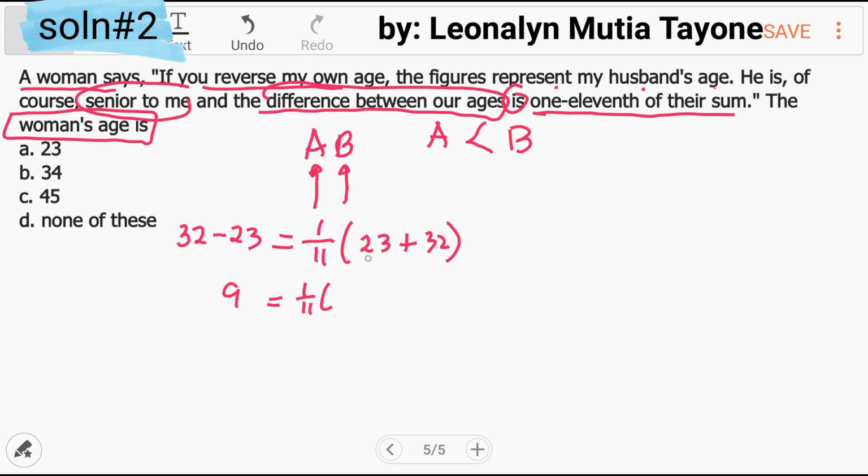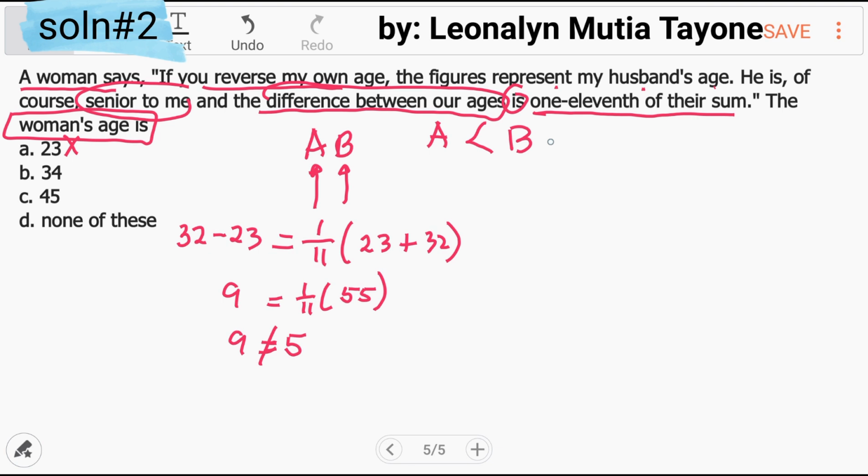1/11th of, this is 55. Now, 55 divided by 11 is equals to 5. Therefore, 9 is not equal to 5. So, mali na si letter A.